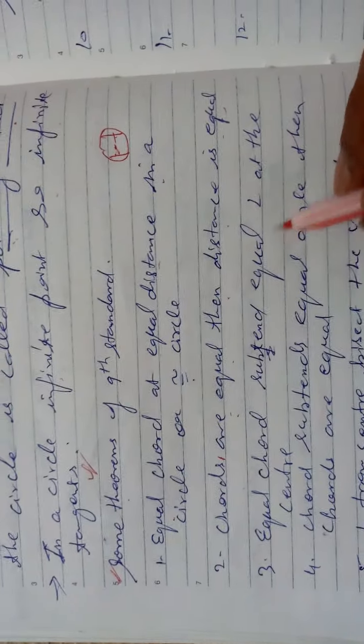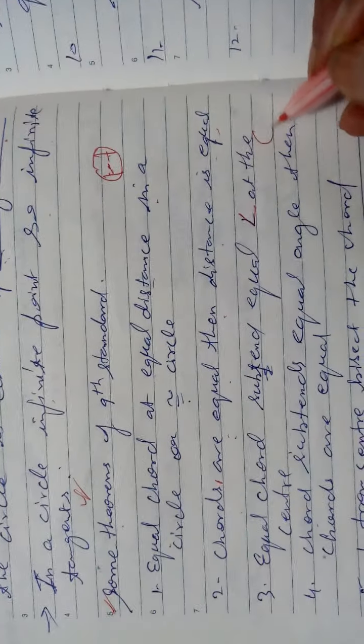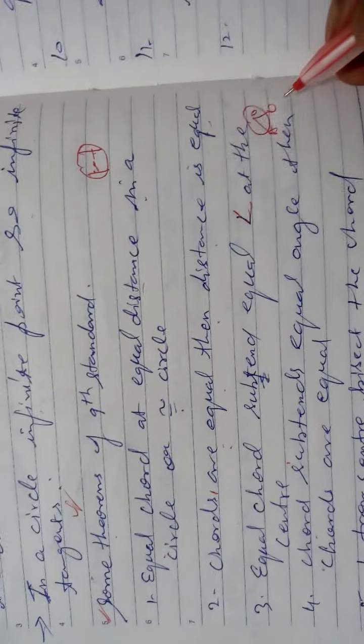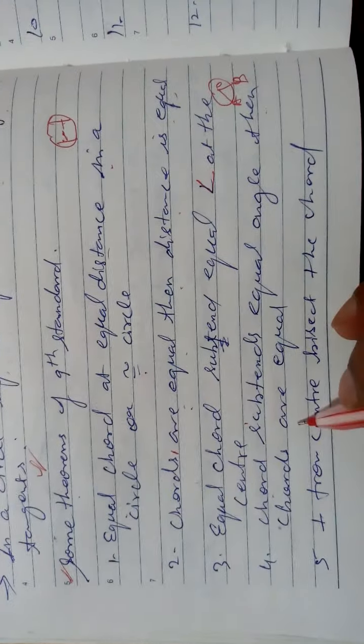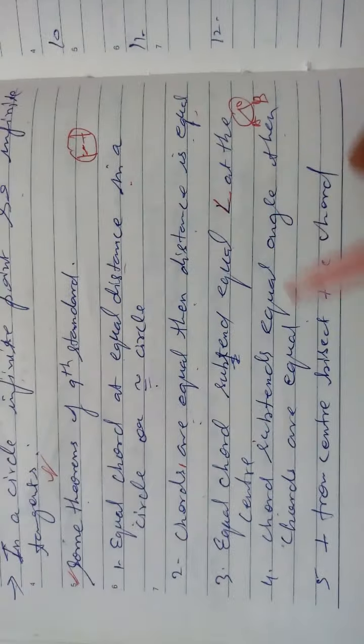Equal chords subtend equal angles at the center. This is a 9th standard theorem. The center angle is angle AOB. The converse: chords that subtend equal angles at the center are equal. If the angles are equal, then the chords are equal.